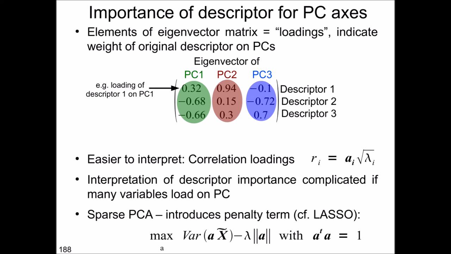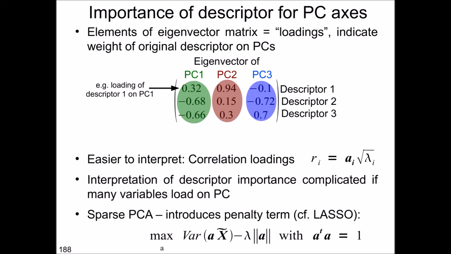So this is called sparse PCA, and this is used if we want to have a clearer interpretation of individual principal components, for example, if we use them in follow-up analyses. For more details, refer to the notes to this slide and read the literature.